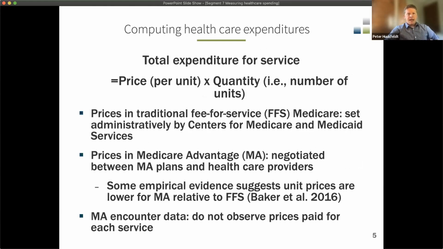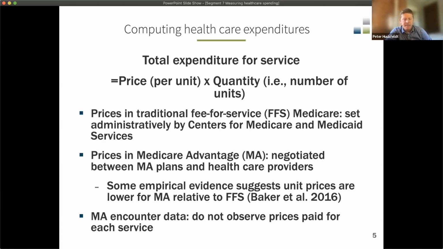And so the key underlying issue here is just how healthcare expenditures are computed. When we think of total spending, total expenditure for a given service, that's going to be equal to the price per unit of that service times the quantity of units of that service. In fee-for-service Medicare, the prices are very knowable. They're set administratively by the Centers for Medicare and Medicaid Services. You can see the prices on fee-for-service claims data, and you can download fee schedules from the Medicare website. So that is quite transparent.